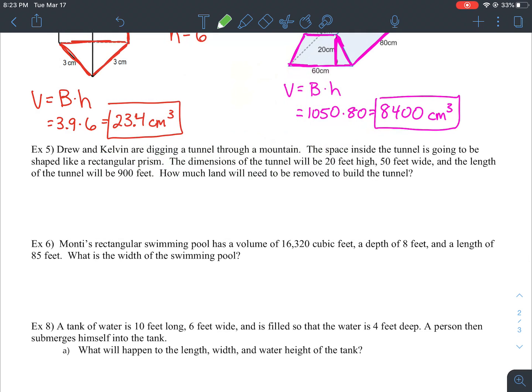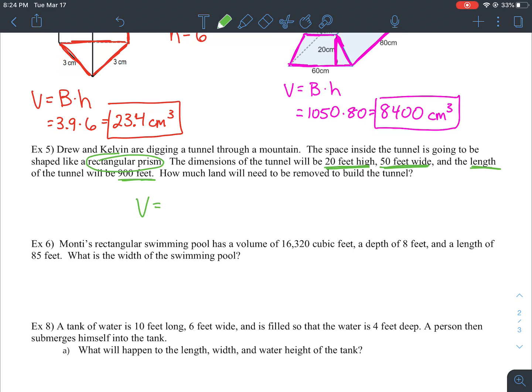But if we continue on here, we can see that Drew and Kelvin are digging a tunnel through a mountain. The space inside the tunnel is going to be shaped like a rectangular prism. The dimensions of the tunnel will be 20 feet high, 50 feet wide, and the length of the tunnel will be 900 feet. How much land will need to be removed from the mountain in order to create that tunnel going through?